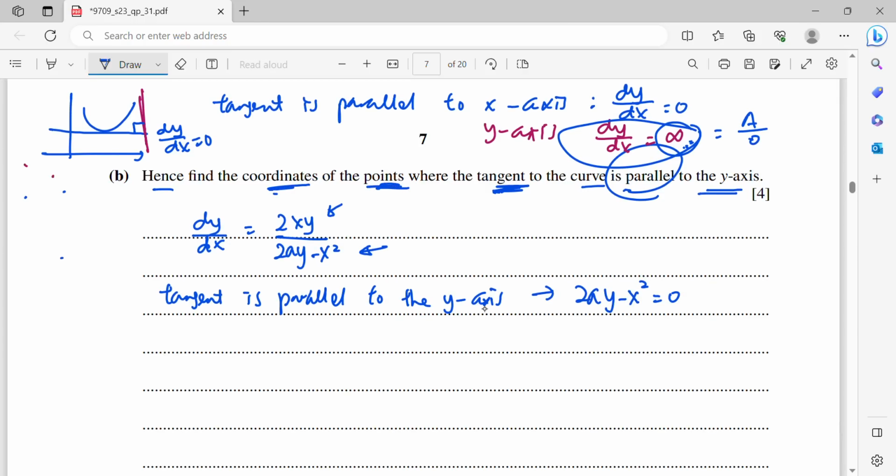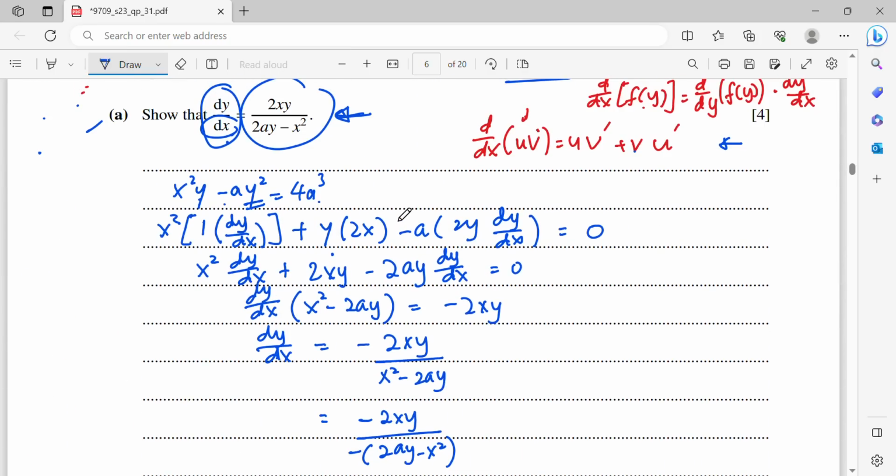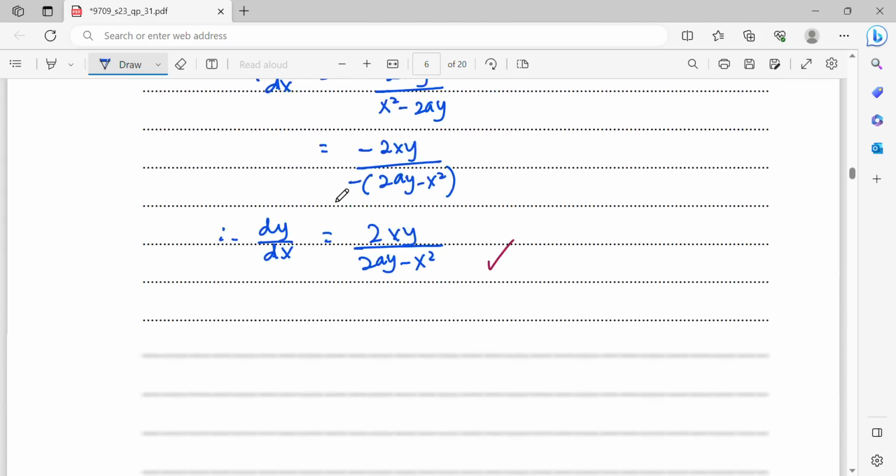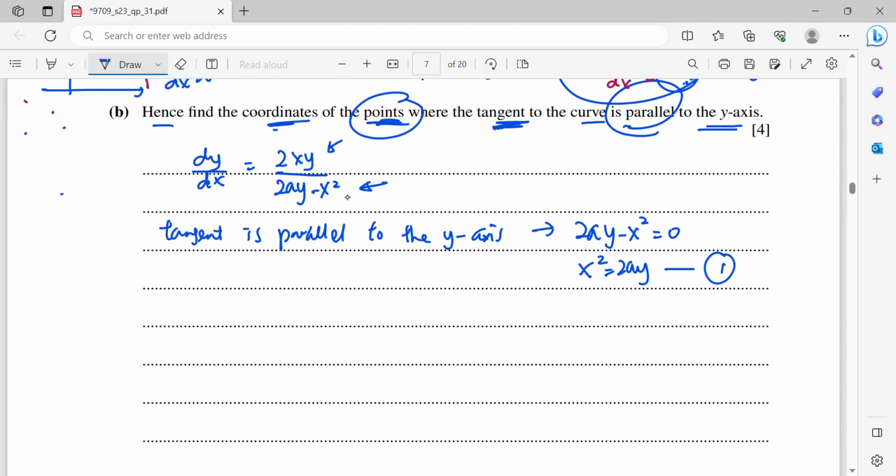So from here, 2ay equals to x squared. So from here, I will let this be x squared equals to 2ay. Let it be first equation. And now the points will be on the curve. Okay, so let's look at the curve. The curve has x squared y minus ay squared equals to 4x cubed. So I will rewrite this equation. X squared y minus ay squared equals to 4x cubed. This is the curve equation. Okay, I will let this be second equation.